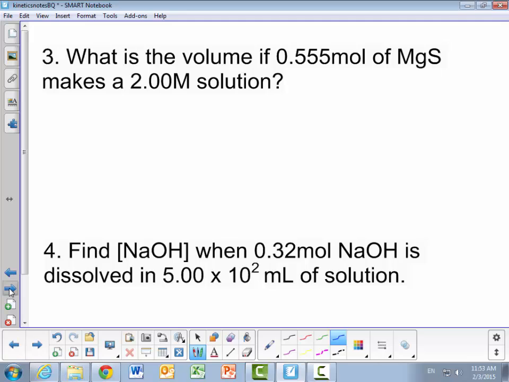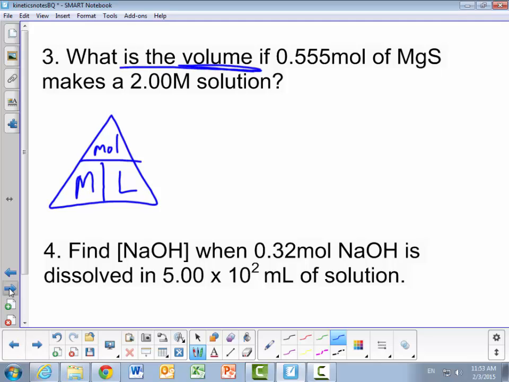Moving on to number 3, you might want to pause and try on your own. So I make my molarity triangle. I'm being asked what is the volume, so I'm going to be asked to find liters. I've been given moles and I've been given molarity. So to get liters, it's going to be moles divided by molarity.